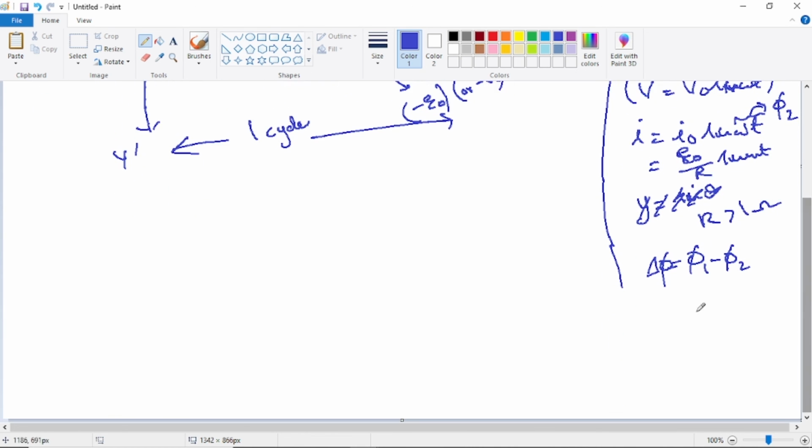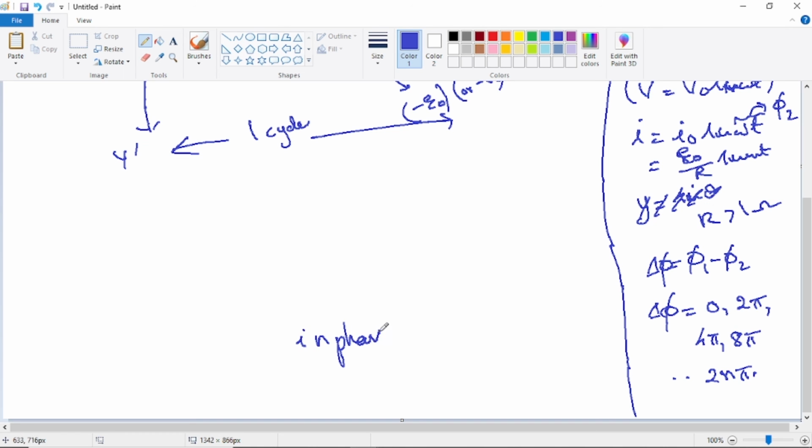Whenever two quantities which are sinusoidal functions of time have a phase difference of 0, 2 pi, 4 pi, 8 pi, that is, integral multiples of 2 pi including 0, 0 into 2 pi is 0. Not just when the phase difference is 0, even if the phase difference is 2 pi radians or 4 pi radians, or in general 2n pi radians, in all such cases they are said to be in phase. The two quantities are said to be in phase.